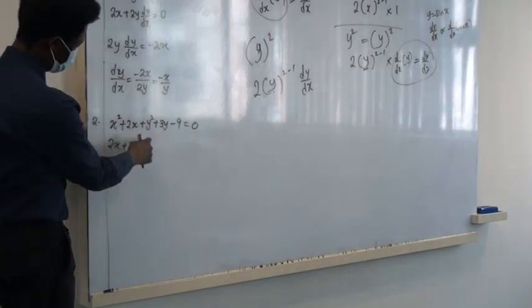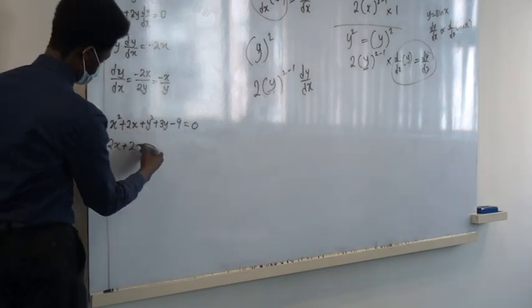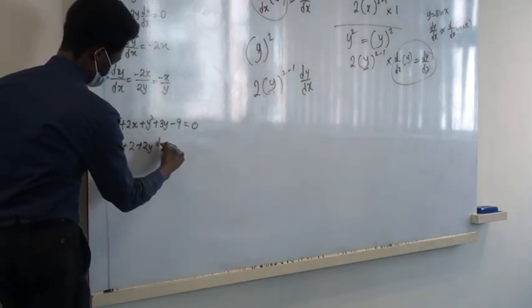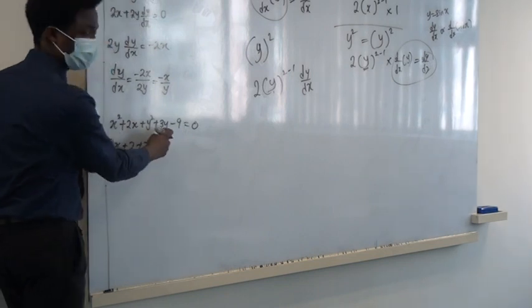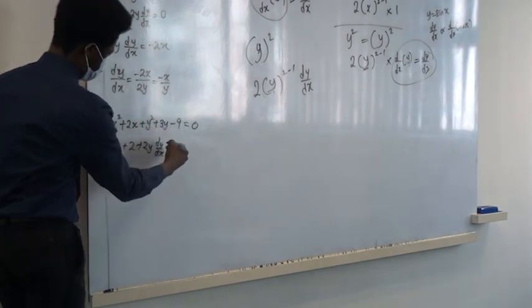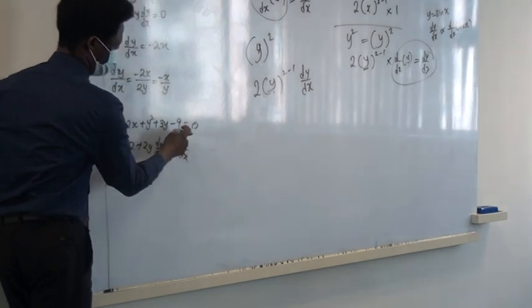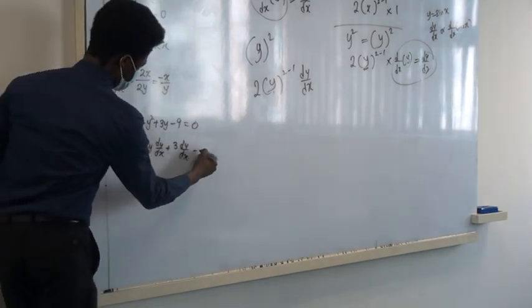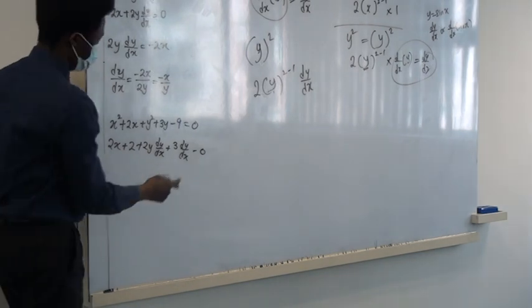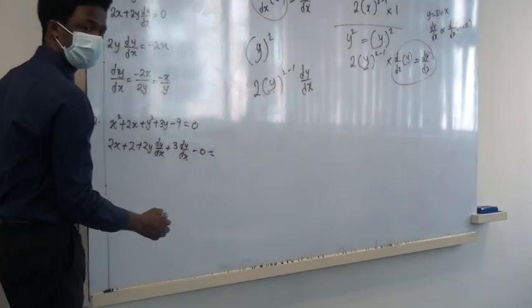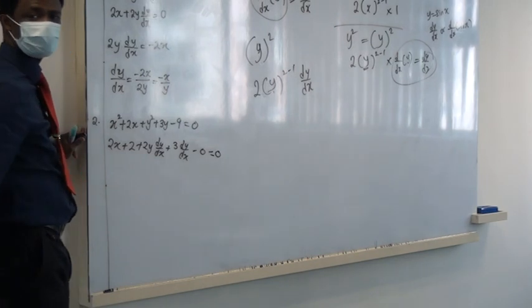Do we need dy dx here? Yes. So that's what? 2y dy dx. What about this one? Yes. So that will be 3 dy dx. Do we need it here? No, that's 0. Derivative of 9 is equal to derivative of what? 0. That's also a constant.